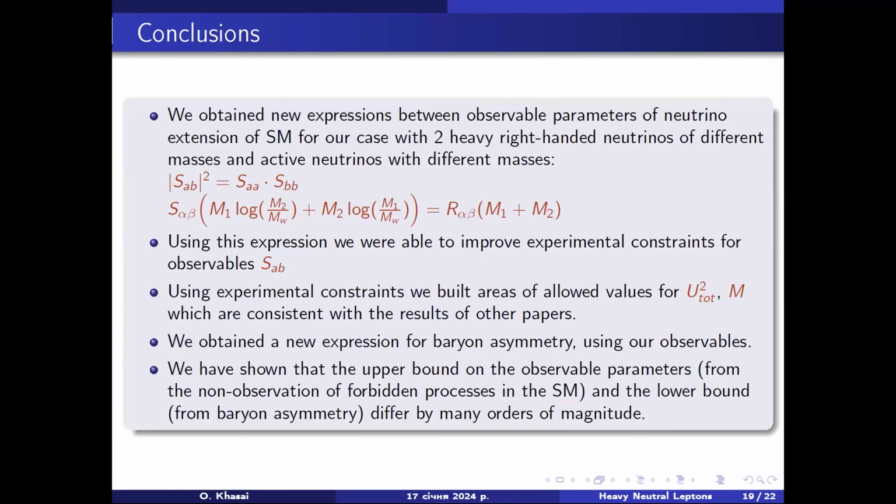And in conclusion, we obtained new expressions between observable parameters of the neutrino extension of the standard model for our case with two heavy right-handed neutrinos of different masses and active neutrinos with different masses, presented here. Using this expression, we were able to improve experimental constraints for observables S alpha beta. We obtained a new expression for baryon asymmetry using our observables.